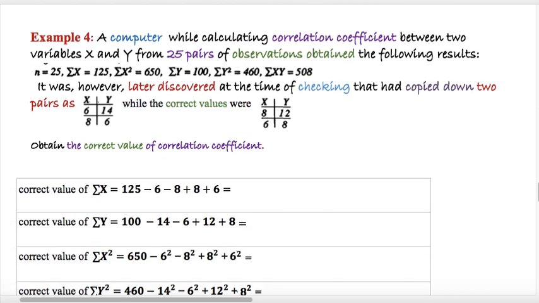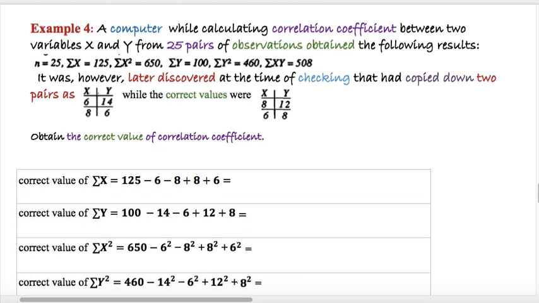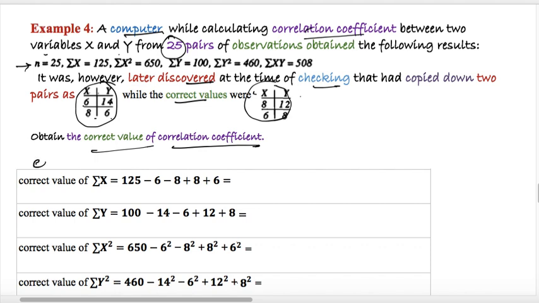Now let's see the fourth example, which gives a situation where a computer, while calculating the correlation coefficient between two variables for 25 pairs, observed the following information. All five sums required for that are given, but it was later discovered while checking that two pairs were wrongly copied, and the correct pairs are these. That means 6, 14 should be 8, 12, and 8, 6 should be 6, 8. Now we have to obtain the correct correlation value. So first of all, we have to edit our values.